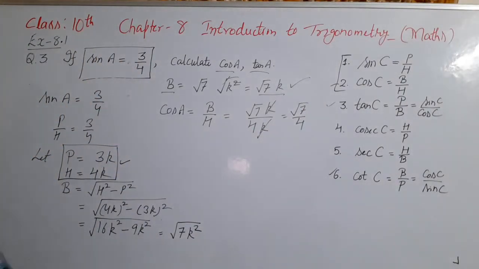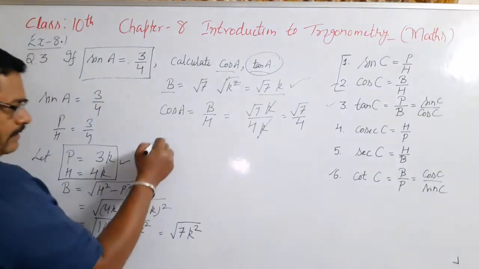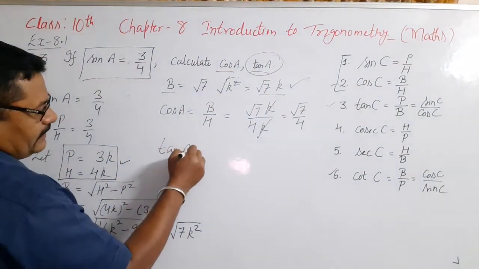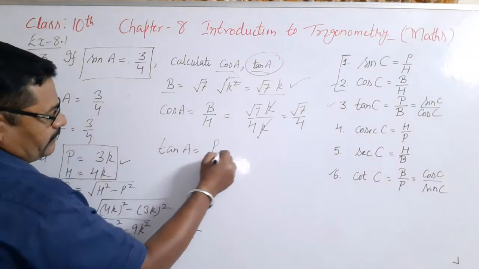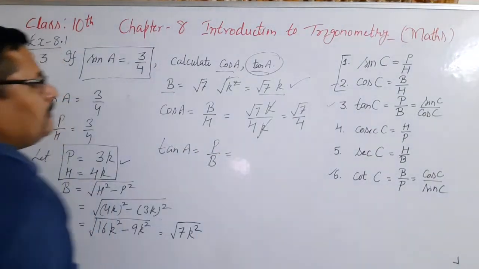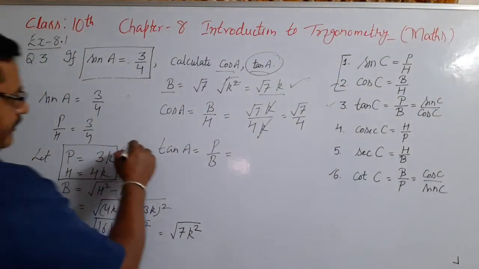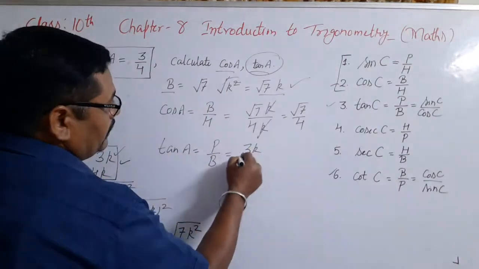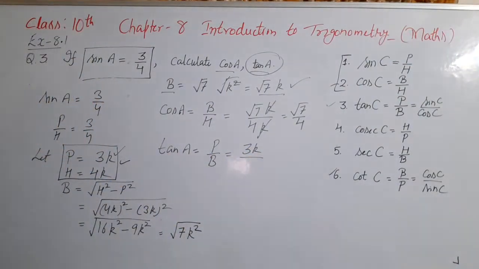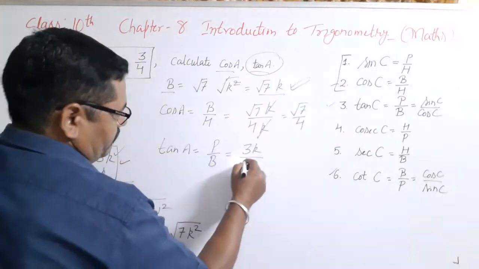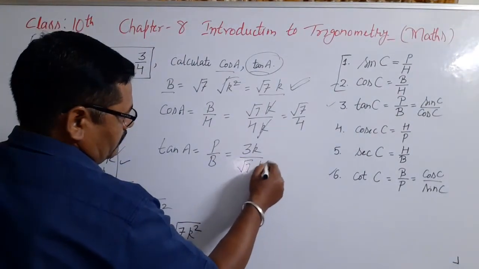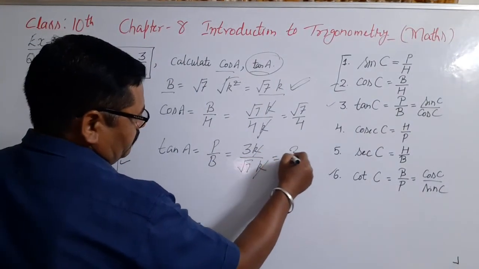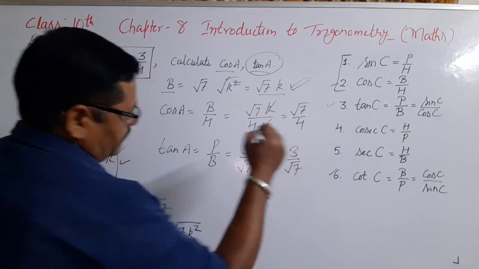इसके बाद अब वैल्यू निकालते हैं tan A की. Tan A is equal to perpendicular upon base. Perpendicular is 3k and base is root 7k. k से k कट गया, this is equal to 3/root 7.